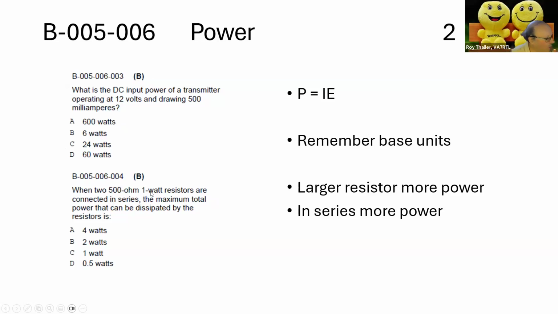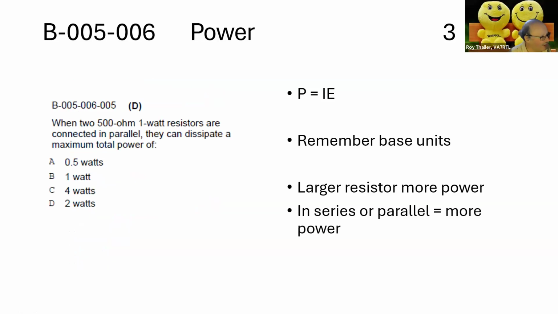When two 500 ohm 1 watt resistors are connected in series, the maximum total power that can be dissipated by the resistors is. So in this case, because each resistor is 1 watt and you have two of them, the answer would be 2 watts. So B. When two 500 ohm 1 watt resistors are connected in parallel, they can dissipate a total power of, in this case, again, it would be 2 watts because you have two resistors connected together.